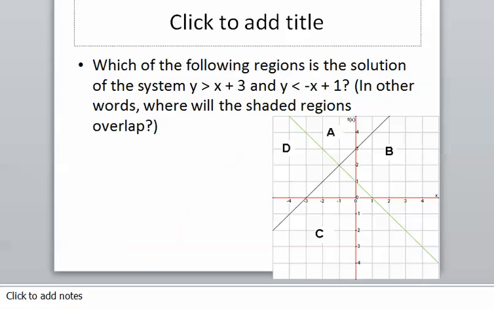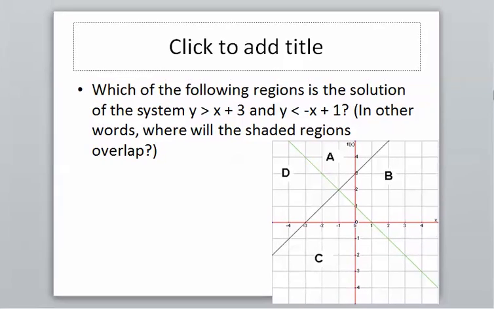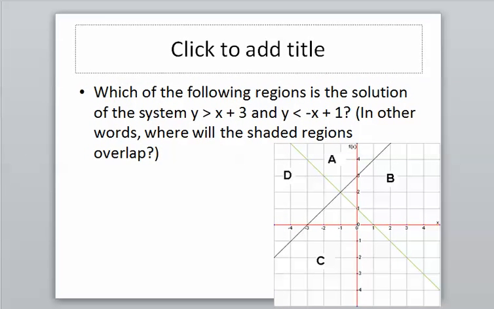Okay, one more for the review. Which of the following regions is in the solution to the system y greater than x plus 3 and y less than -x plus 1? So I need to determine the shaded regions is what I need to determine.